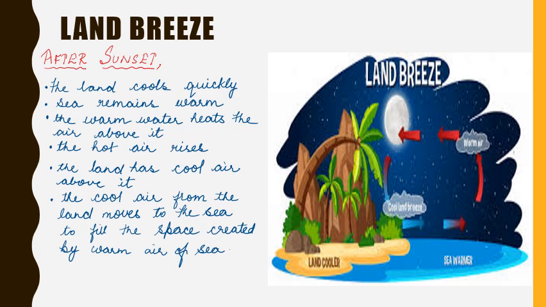So the warm air which is present above the sea will move upward because it has the tendency to move up, and the cooler air which is above the land will move towards the sea to cover up the space which is being created by the warm air of the sea. And in this way, the cool air will move from the land towards the sea, and it is called the land breeze.